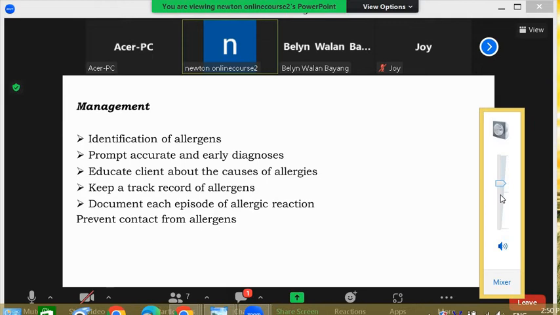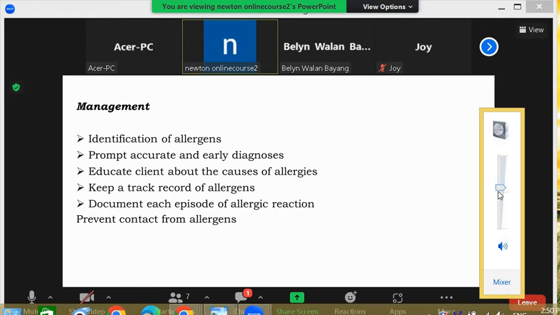Keep a track record of allergens. If the person has an allergic reaction, you have to maintain a record of that. Then only next time when the patient comes, we can identify whether the reaction has increased or reduced, and how it is happening with the medication, whether it has changed or not. So document each episode of allergic reaction. Then only we can understand how the patient's condition is improving.